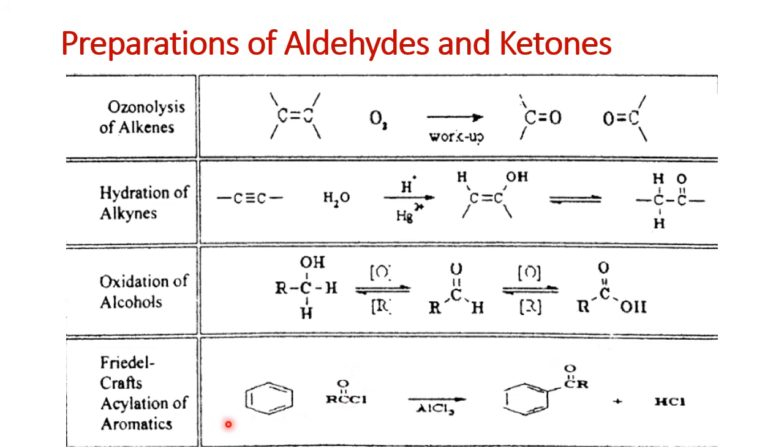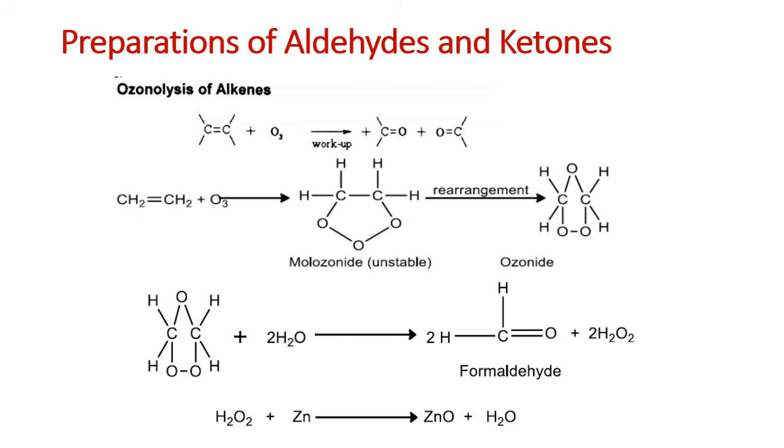Or the aromatic aldehydes and aromatic ketones can be prepared by the reaction of benzene with acyl chloride. This is Friedel-Crafts acylation in the presence of AlCl3, and we get the aromatic ketones. So these are the various methods we can use for the preparation of aldehydes as well as ketones, and we will discuss these methods in detail in the next slides. In the first slide, this is the ozonolysis of the alkene.